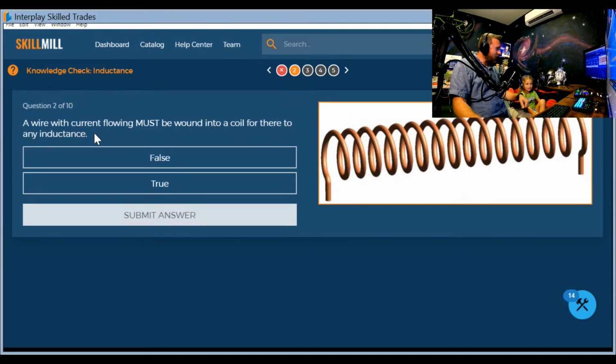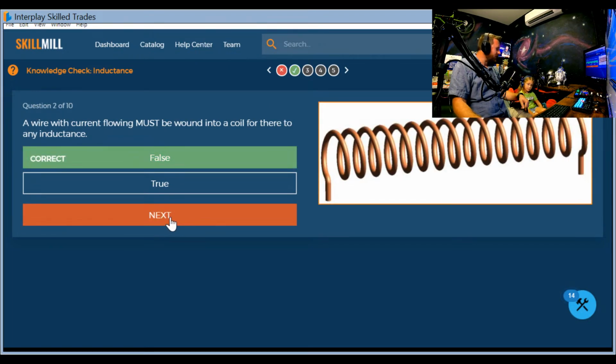A wire with current flowing must be wound into a coil for there to be any inductance. False. Because you can measure ampacity and you measure it through inductance. Take one of these little meters right here. This little guy. Take these little amp current. Wow. That's how it's measuring the amp draws from the inductance. I want to try that. Maybe we'll do it after this video.